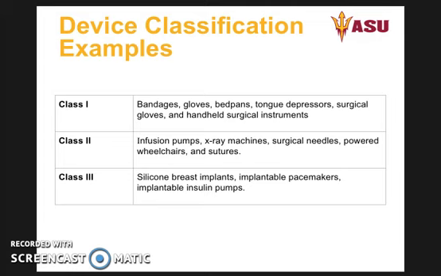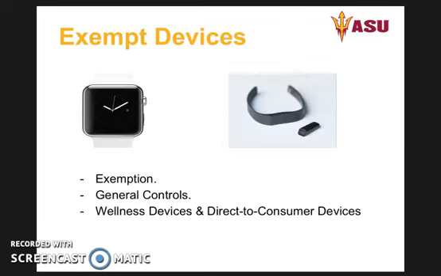Some devices are exempt from these classifications. Exempt devices do not require FDA clearance. Approximately 75% of all Class 1 devices are exempt. Bandages, gloves, bedpans, and tongue depressors are all examples of exempt Class 1 devices. Approximately 10% of Class 2 devices are exempt, typically because the FDA has determined they represent only a minor safety risk. Class 3 devices are never exempt from FDA approvals.